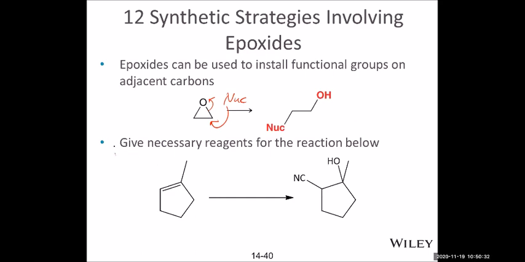Well, this is a little practice. We're going to have to use more reactions and use the epoxide. Because look at the final product. We start from an alkene, and the final product has an alcohol. And this is the cyano group. It should come from the cyanide ion as a nucleophile.